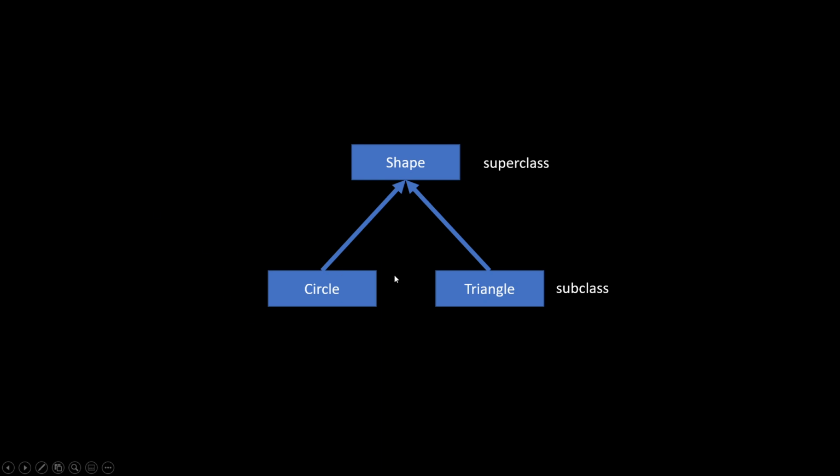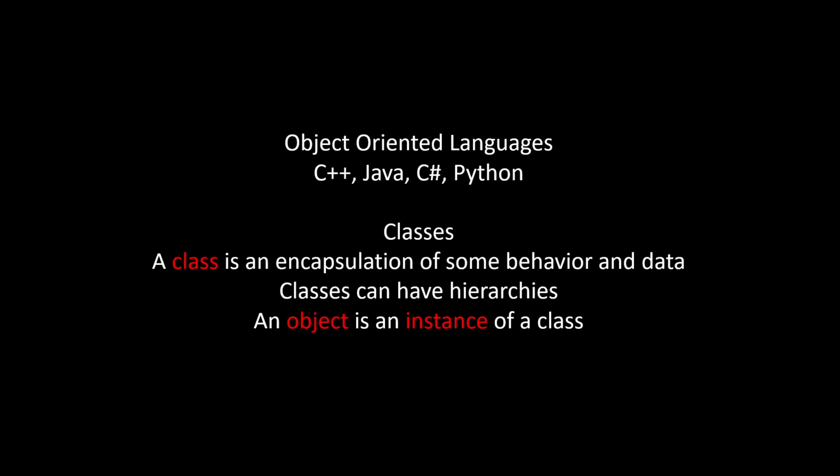I can have 100 circles on the screen, and each one of those 100 circles will be an instance of that class. In other words, it would be an object. At the end of the day, if I have 100 circles on the screen, I would have 100 circle objects. And so an object is an instance of a class. Each one of those 100 circles is an instance of the circle class. The circle class is just the instructions on how to draw one circle on the screen.